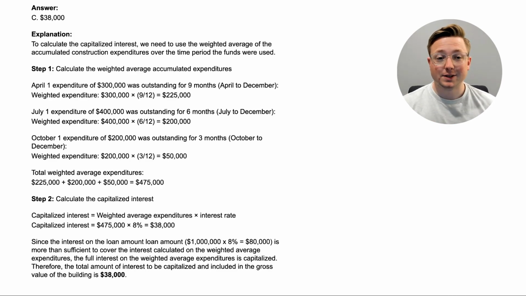All right, here we are. The answer is C. $38,000 of interest is going to be included or capitalized in the gross value of the building. So let's walk through this. Again, this is something that I would not have thought about until I learned it.